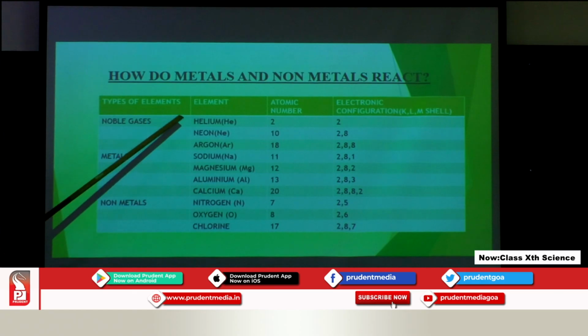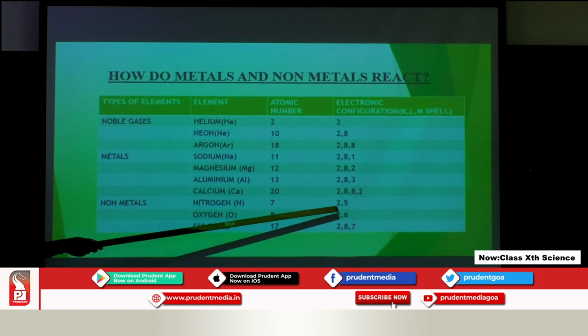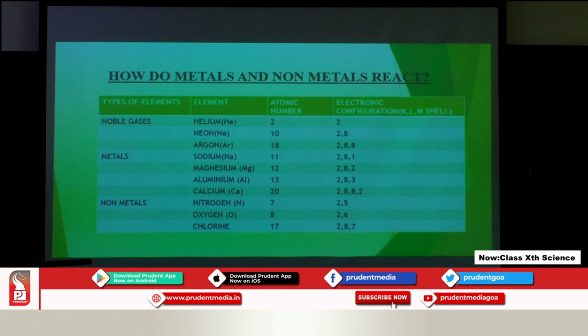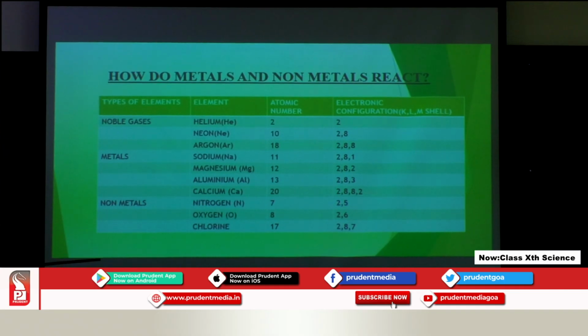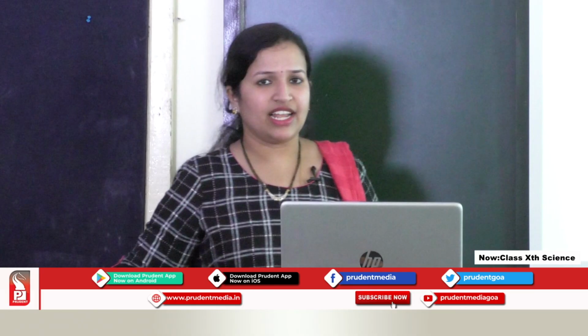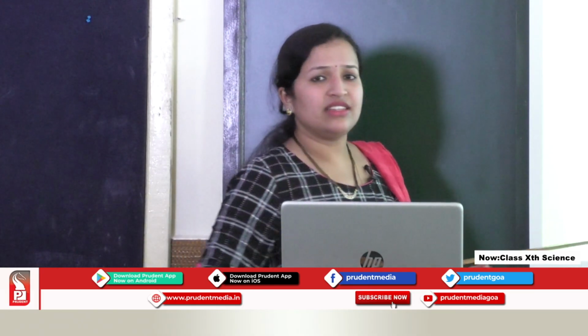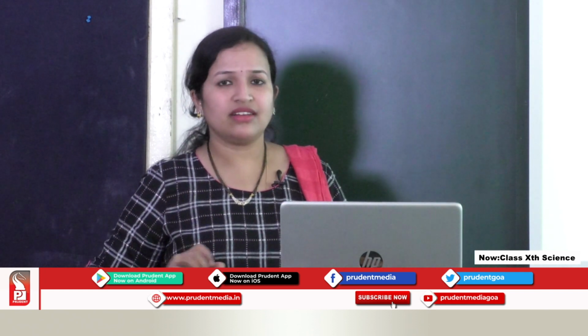Now, the elements which have a completely filled outermost or valence shell are known as the noble gases. Whereas the metals have just 1, 2 or 3 electrons in the outermost shell. And the elements which have 5, 6, 7 electrons just need a few more electrons. If you take the example of nitrogen, there are 5, so it needs 3 more electrons in order to complete its outermost shell. In the case of oxygen, it will take 2 electrons, and chlorine will require 1 electron. So, we can see that it is nothing but a race of completing the outermost shell.